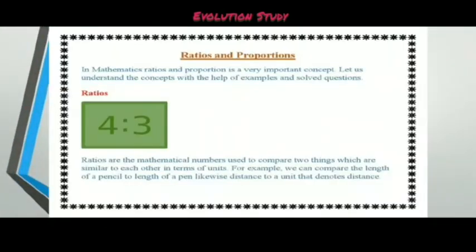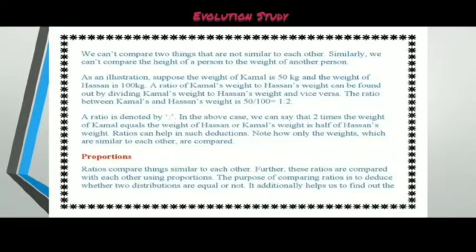Ratios are mathematical numbers used to compare two things which are similar to each other in terms of units. For example, we can compare the length of a pencil to the length of a pen, likewise the distance to a unit that denotes the distance. It can be written as 4:3. We can't compare two things that are not similar to each other. Similarly, we can't compare the height of a person to the weight of another person.